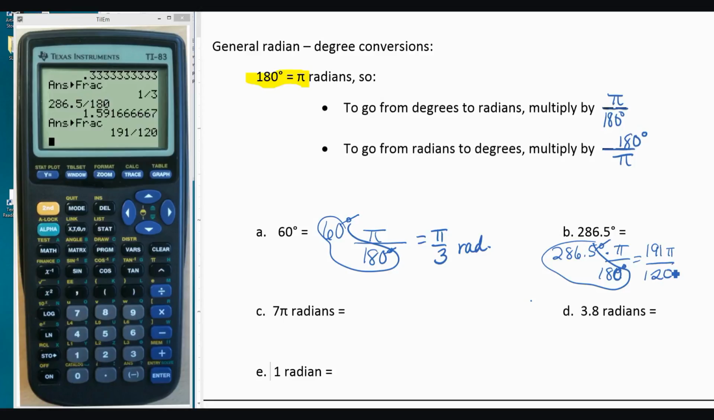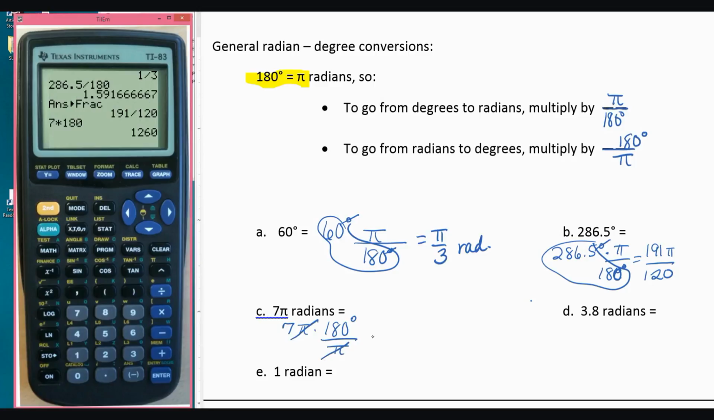Now we're going to go from radians to degrees. If we have 7 pi radians, I'm going to take 7 pi times 180 over pi. Here the pi cancel out, and we're just going to take 7 times 180. So we see that this is 1,260 degrees.